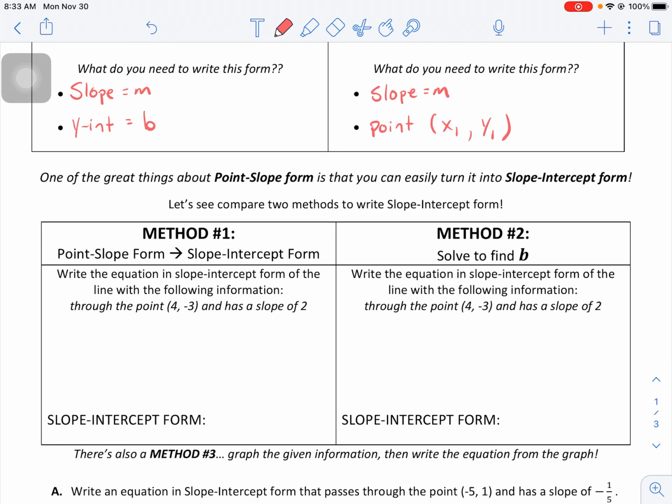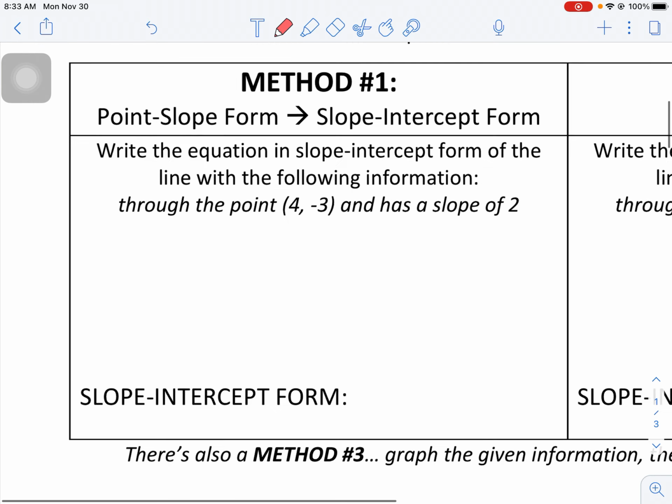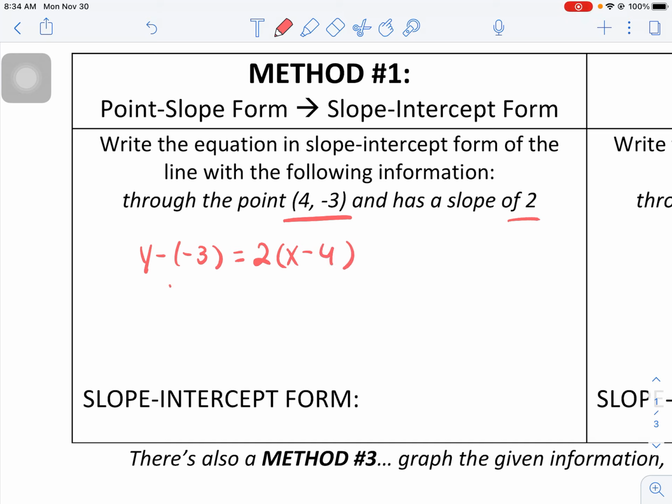So one of the greatest things about point slope form is that it can easily turn into slope-intercept form. There's 2 methods to find slope-intercept form, and we're going to go over them right now. The first method deals with going from point slope form to slope-intercept form. So we're going to write this information for -3 and a slope of 2 into point slope form. So that would be y minus -3 is equal to slope times x minus 4.